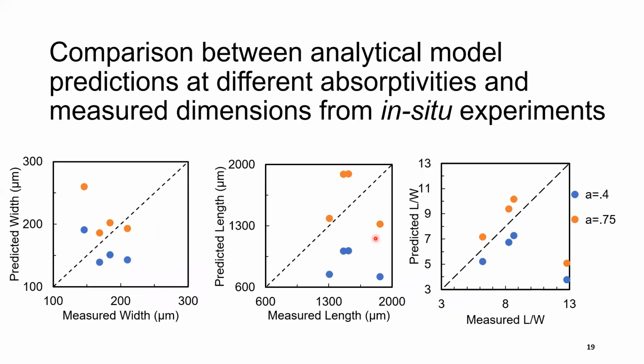We were able to use the IR imaging to acquire melt pool length and width measurements. And we compared these to the model predictions of these melt pool dimensions at 2 fixed values of absorptivities. And as you can see, we don't really get very good agreement, especially on length. Good agreement would look more like the data points lining up on this dashed line. But we don't really see that for most of these cases.